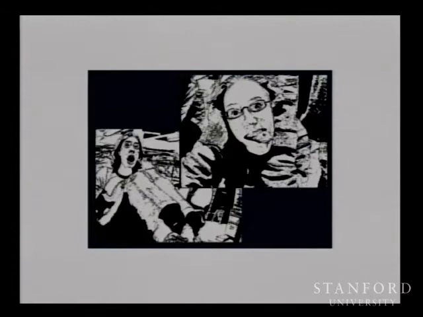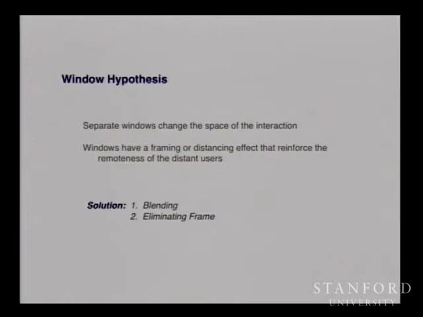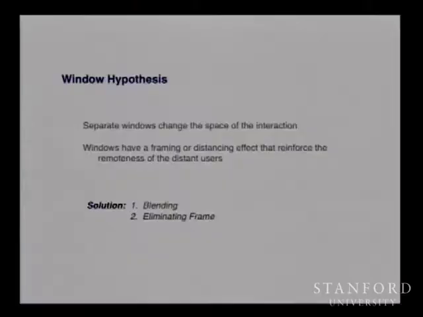So the typical way that most people represent this is picture in picture. We did not want to do that. We felt that it emphasized the separateness or the remoteness of the spaces as opposed to bringing them together. In many ways, artists knew this way before we did. A lot of the theory behind framing a picture is meant to make it look somewhere very far away. So the two things that we did to make it seem closer are, one, blending the two people together in the same shared space, and two, eliminating the frame.